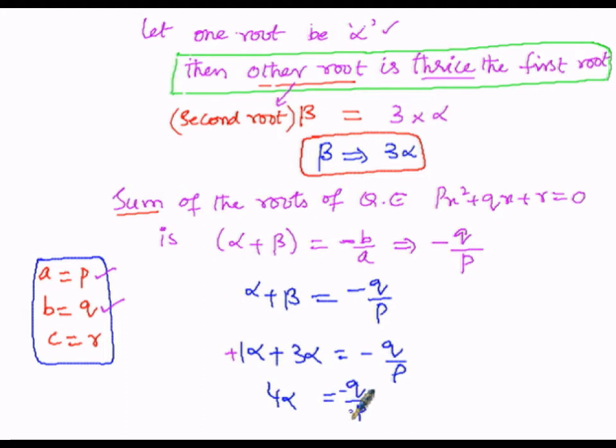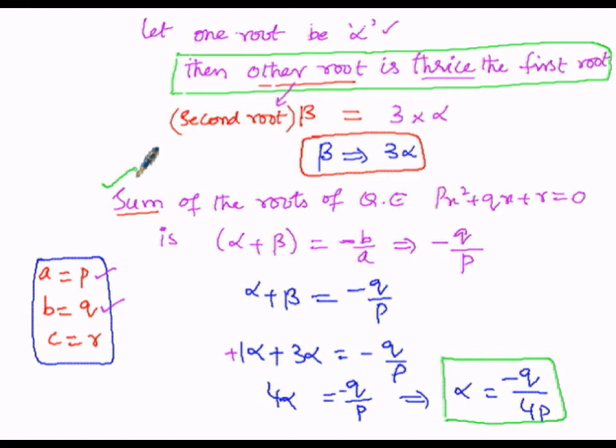Then in order to make the coefficient of alpha as 1, alpha equals to, I have to transpose 4 to the other side. So 4 is multiplied with alpha; when a multiplication is transposed to the right hand side, it will divide, it will come in the denominator's place. So alpha equals to minus q divided by, 4 will come in the denominator, it will multiply with p, that is 4p. So in this manner I got the alpha value as minus q divided by 4p. So here we got the sum of the roots.